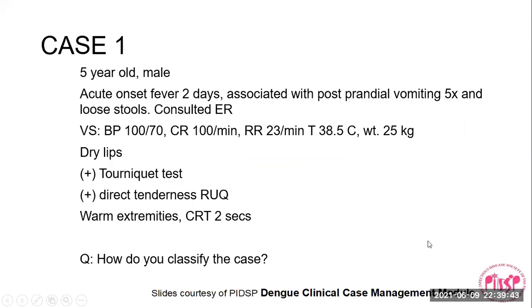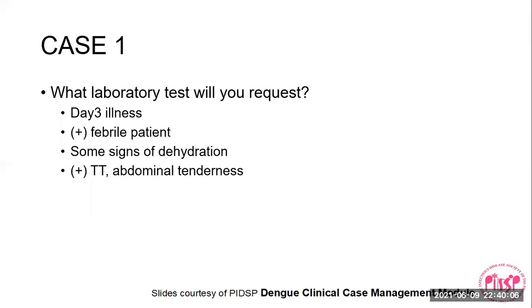So let's go to a case. We have a 5-year-old male with an acute onset of fever for 2 days associated with postprandial vomiting, a loose tooth, and the patient consulted with the ER. The vital signs are as follows with a positive tourniquet test and tenderness in the right upper quadrant. So how would you classify this case? This is dengue with warning signs. So what laboratory test do you request? At this time, you can request an NS1 antigen.